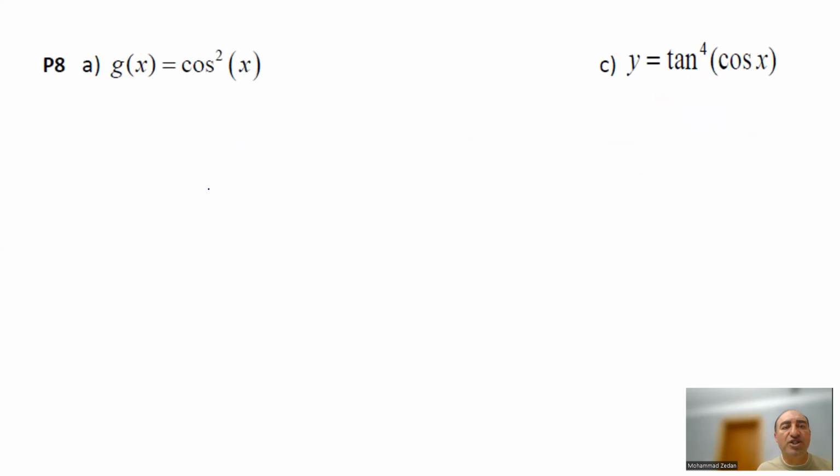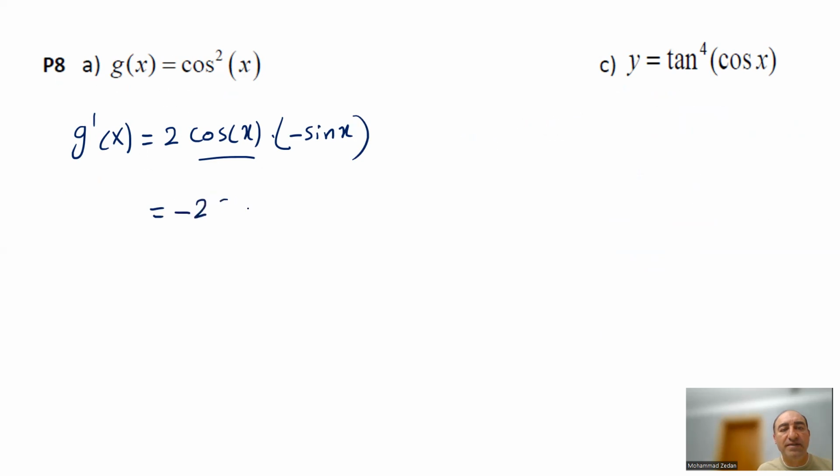Next one, g of x equals cosine squared x. So g prime of x is equal to 2 cosine x times the derivative of cosine, which is negative sine x. Okay, arrange your answer or simplify. Negative 2 sine x cosine x. No problem if you write sine x cosine x or cosine x sine x.